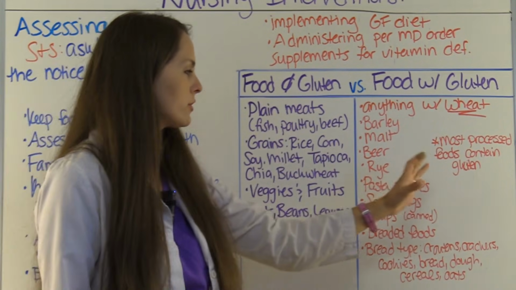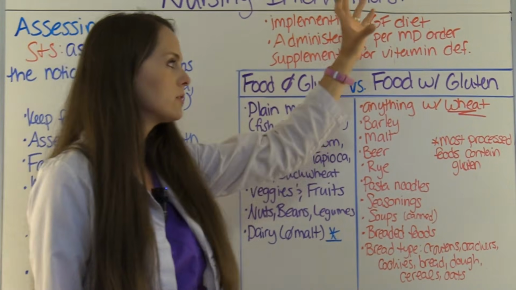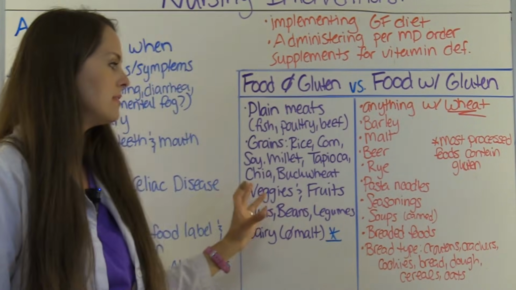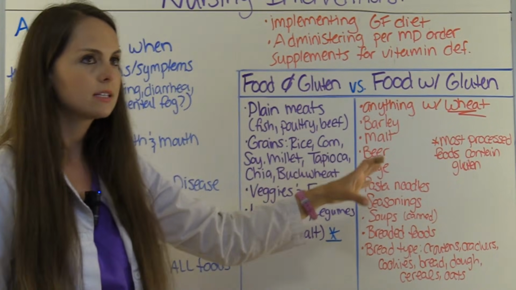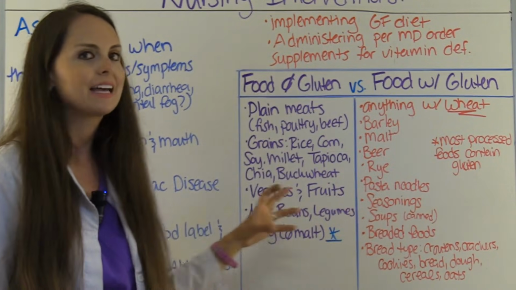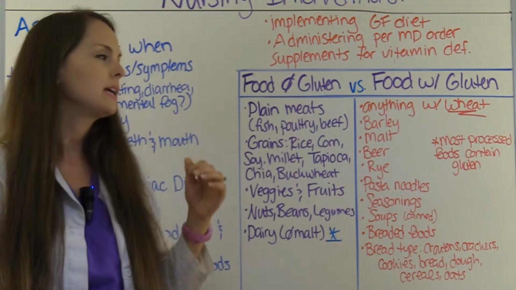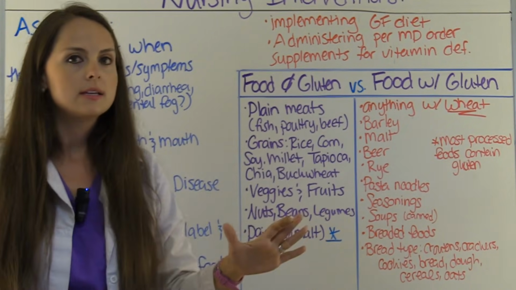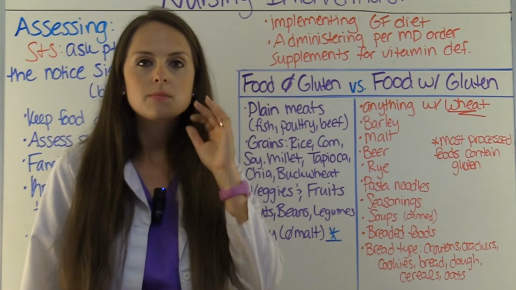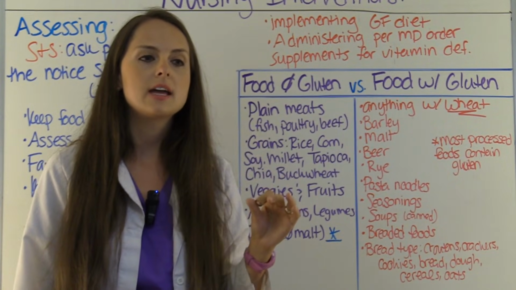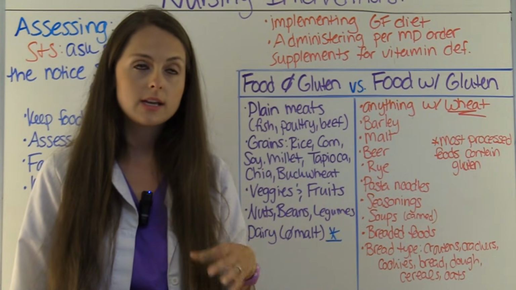Now let's go over quickly foods that don't contain gluten versus foods that do contain gluten. And this is a list, but you can even take this further, but for testing purposes and NCLEX, let's hit the highlights. Okay, so foods that don't contain gluten, that's safe for them to eat. Any plain meats, like your fish, your poultry, and your beef. Anything that has breading, the patient needs to stop and think, is this wheat breading? What type of breading is this? Because chances are it's wheat and it has gluten.